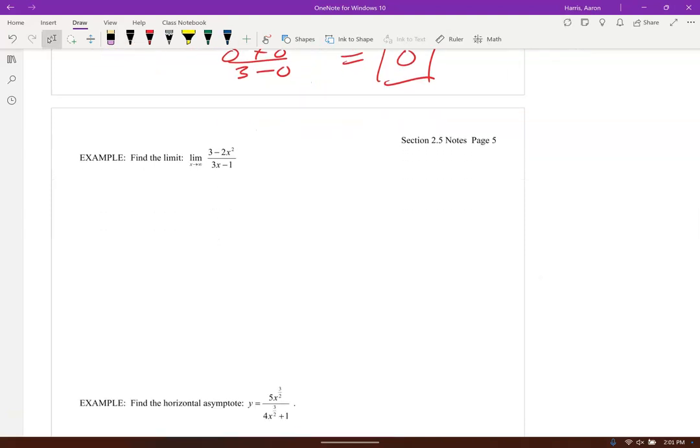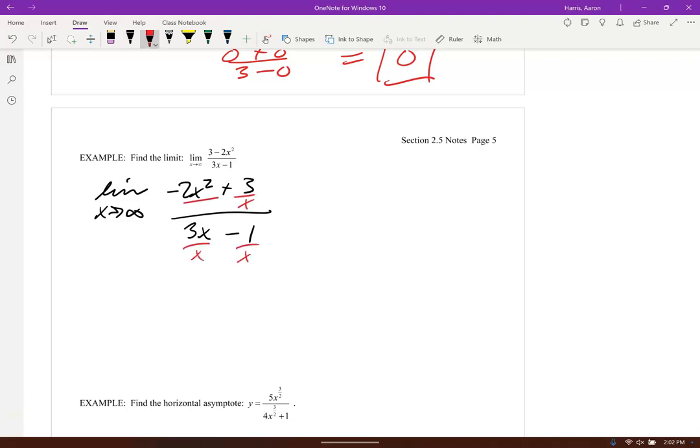Let's continue on with some more calculus here. On this, to infinity, I got negative 2x squared plus 3 over 3x minus 1. Again, I'm only looking at the denominator, so I'm going to divide by x, right? Everybody gets divided by that x right there. Multiply top by 1 over x, multiply bottom by 1 over x. Looks like we've got negative 2x. This goes to 0. That goes to 0.